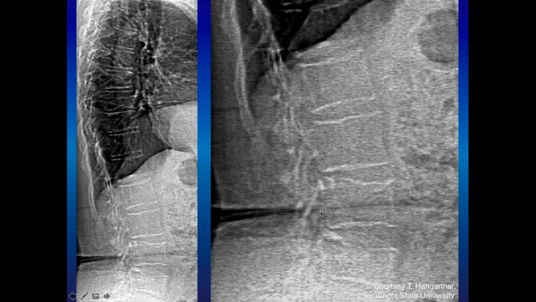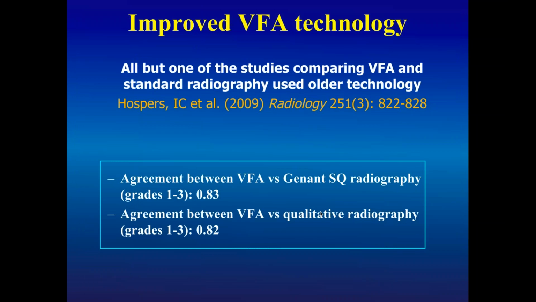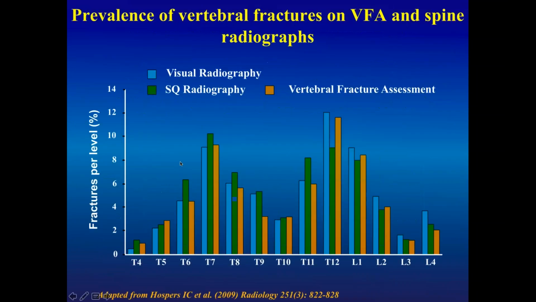So the image quality now with state-of-the-art DXA is really excellent, and giving overall results that are approaching comparability to conventional radiography, with potentially the exception of the very upper thoracic region, which rarely fractures in isolation. The work by hospitals using state-of-the-art systems showed a comparison for vertebral fractures using visual radiography, SQ radiography, and VFA, and showed a very close correspondence between these imaging techniques.